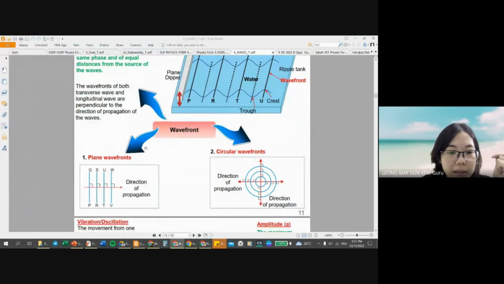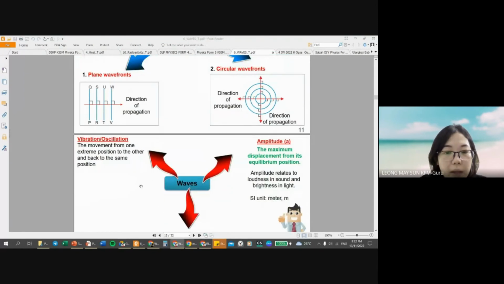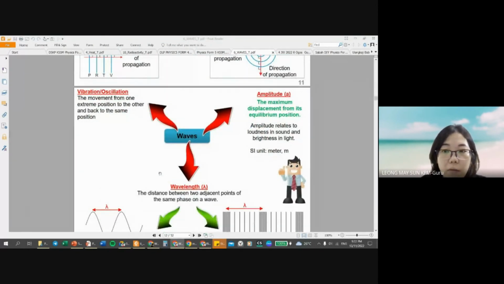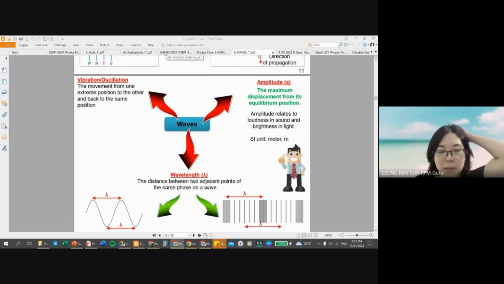And the direction of the propagation is always 90 degrees. It's very important that you know this, because later on we will have to draw. So when we come to the drawing part, then only I'll teach you step by step on how to draw that line. Then a few other characteristics of wave. Number one, I'm gonna use back my old slides.